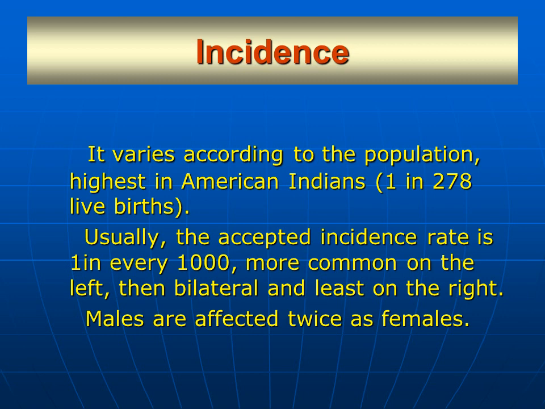Incidence. It varies according to the population. The highest incidence is in the American Indians, 1 in every 278 live births. The smallest incidence occurs in the Scandinavians, 1 in every 3,000 live births. Usually, the accepted incidence rate is 1 in every 1,000 live births, more common on the left side, then bilateral, and the least on the right.